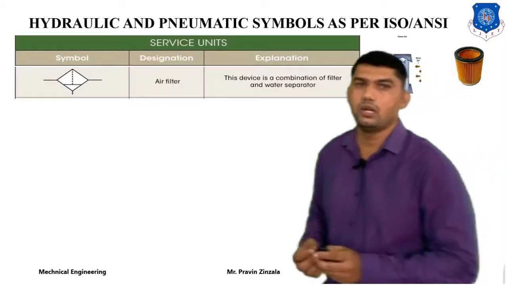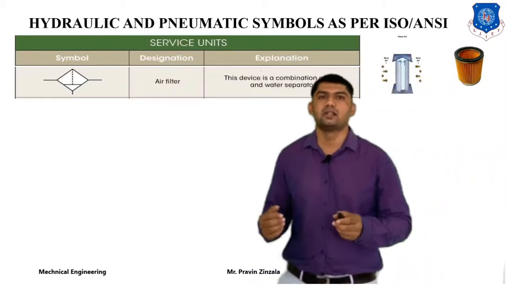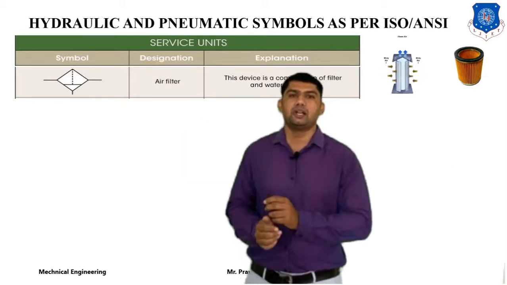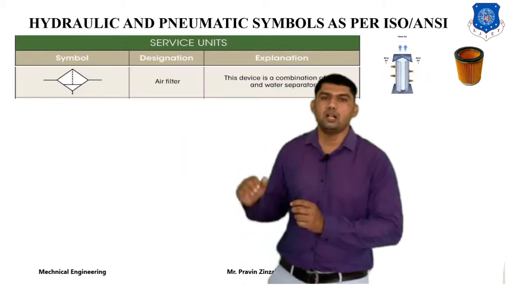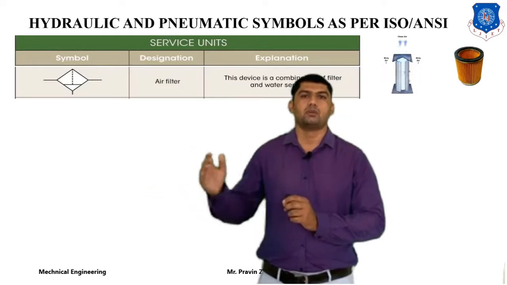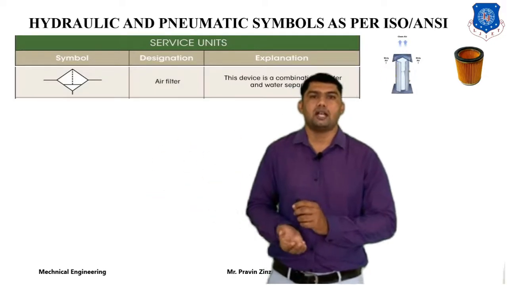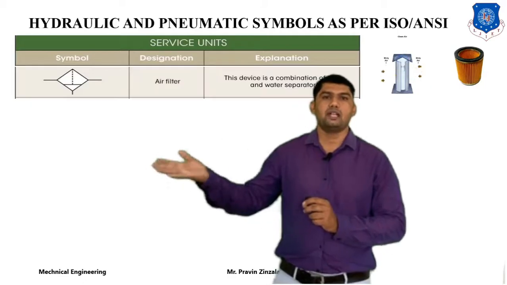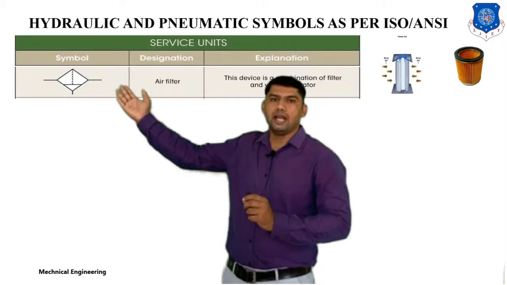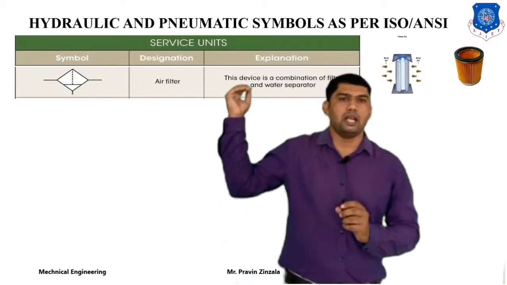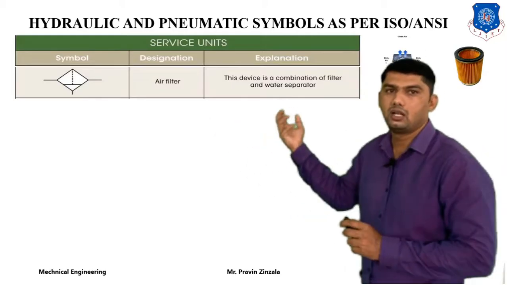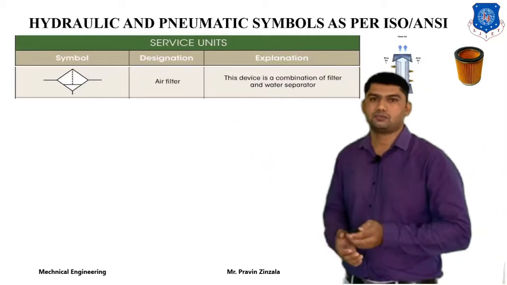We all know about the functions and requirements of a filter. Mainly, the air filter is used in a pneumatic system to remove contaminants from the system, for protection of the system, and to increase the life cycle of hydraulic and pneumatic systems. So this is the first symbol, the air filter. The function of the air filter is also to remove water particles from the compressed air.